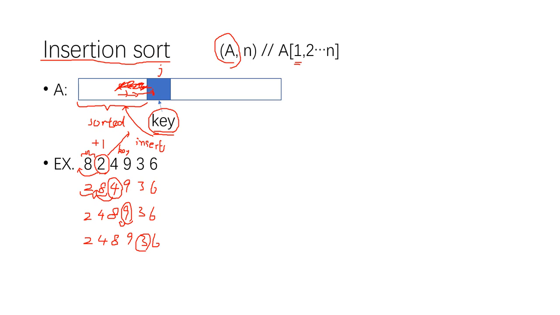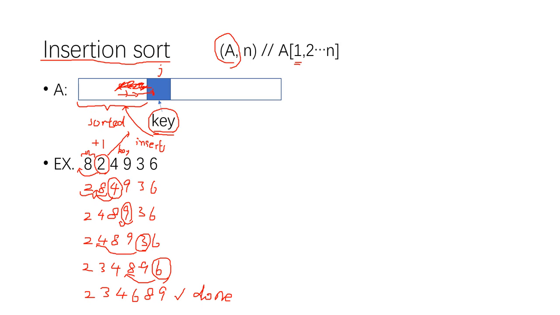And right now the key is 3. Then you found 3 should be here between 2 and 4. And the sequence is 2, 3, 4, 8, 9, 6. Okay, and the last one is a 6. You will find it's here. The sequence should be 2, 3, 4, 6, 8, 9. And it's done. Okay, it's done.